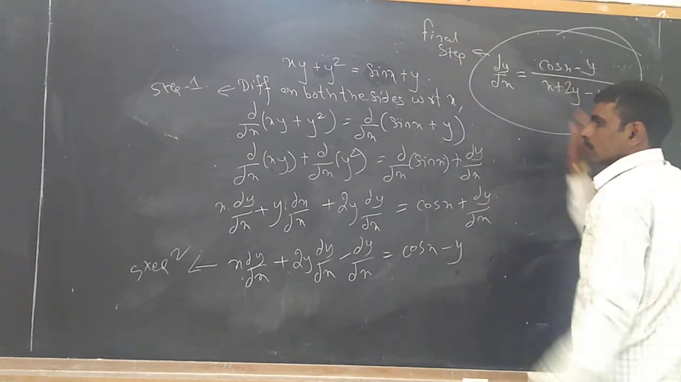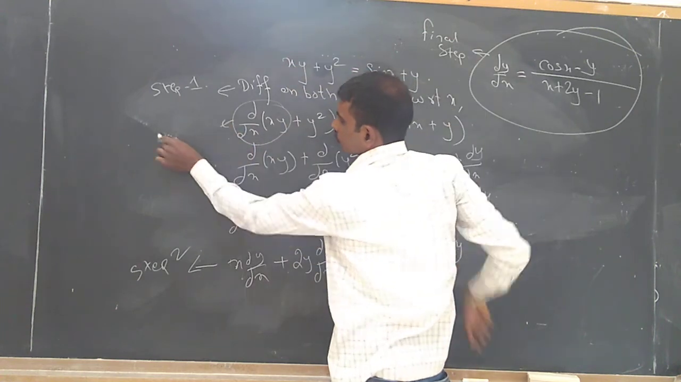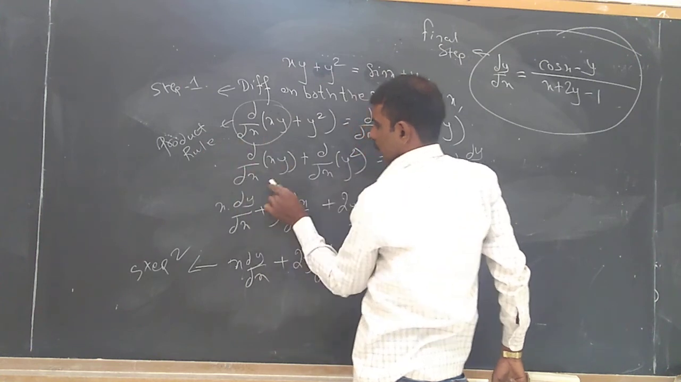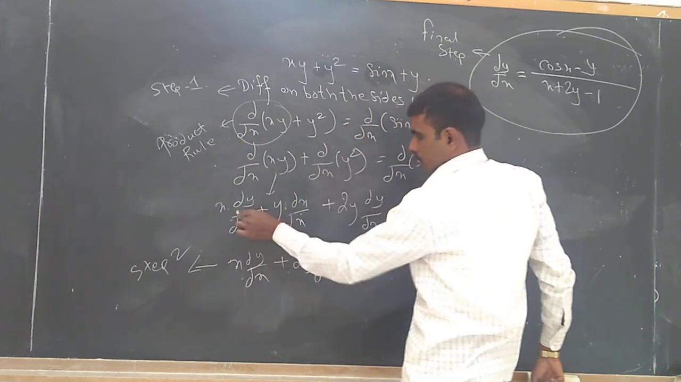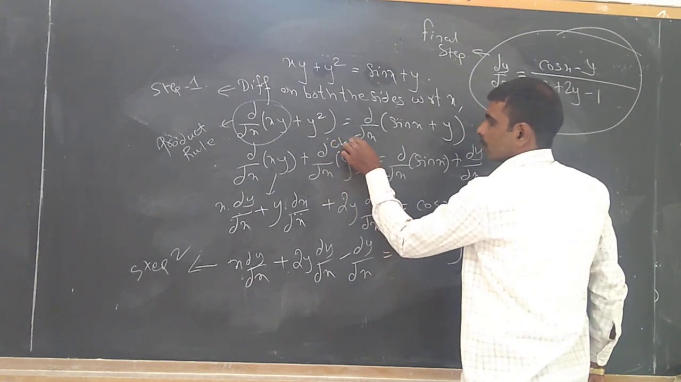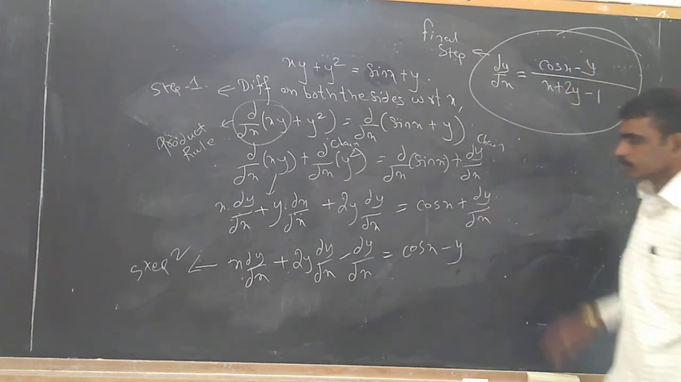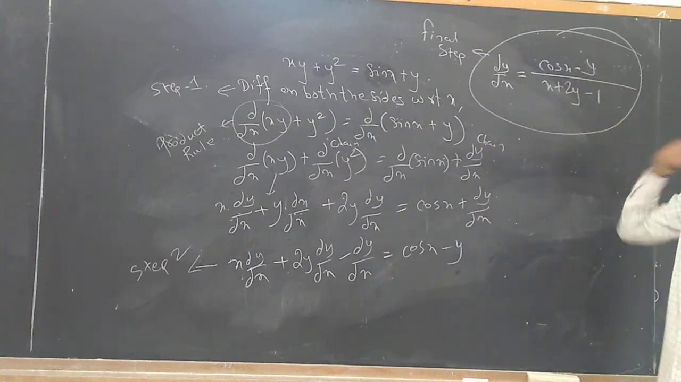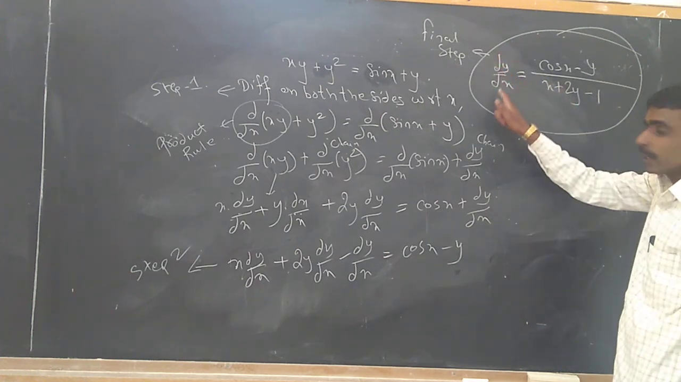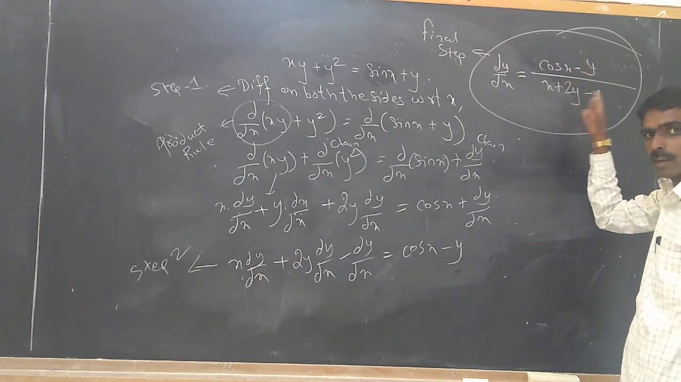Remember here we have applied the product rule of differentiation, so here we are getting 2 terms, and here we are applying the chain rule of differentiation. This is how you are going to solve the example. So the final result that you are getting is dy by dx is equal to cos x minus y divided by x plus 2y minus 1.